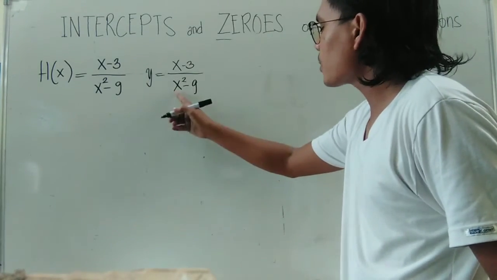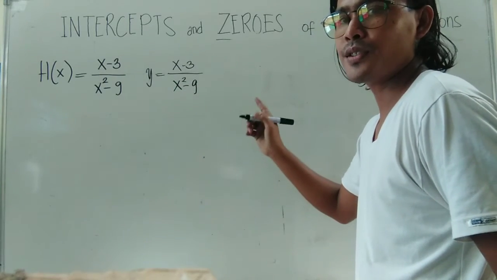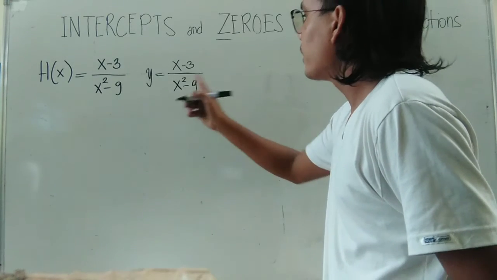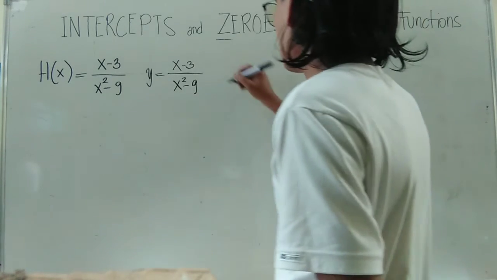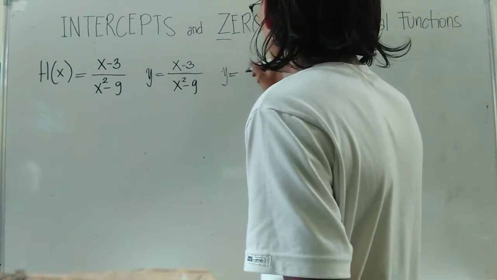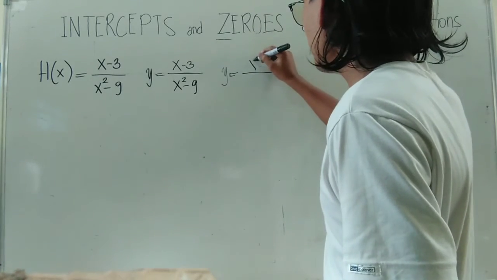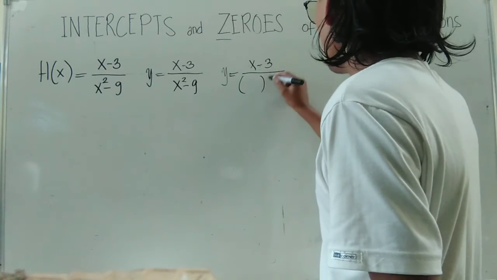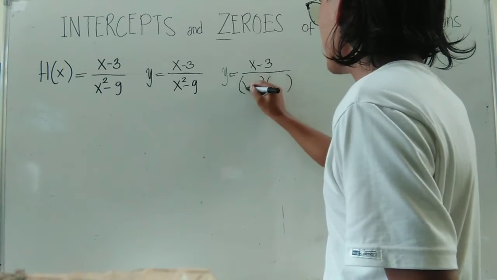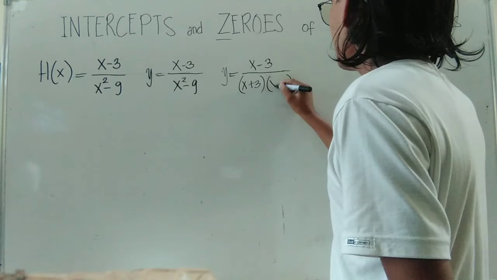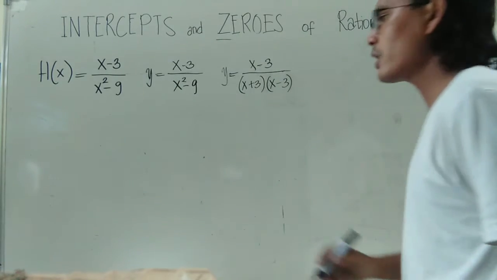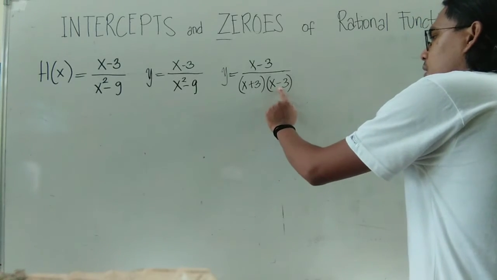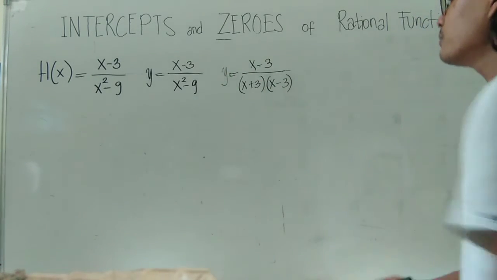So let us try to look at your denominator. The denominator is x squared minus 9. Your denominator is a difference of two squares again. So let us simplify it by factoring your denominator. We have your numerator x minus 3, and then your denominator in factored form is x plus 3 times x minus 3. Or you can put minus 3 in here and plus 3 in here. It will be the same. Okay?